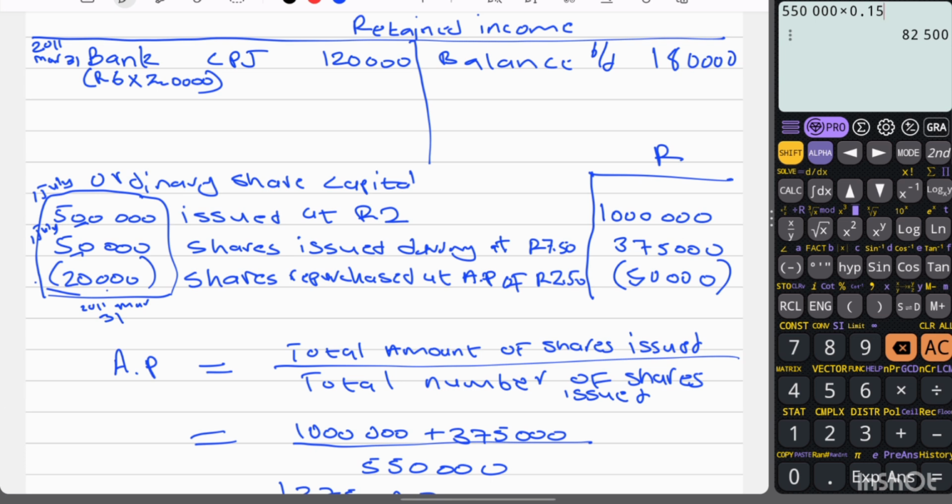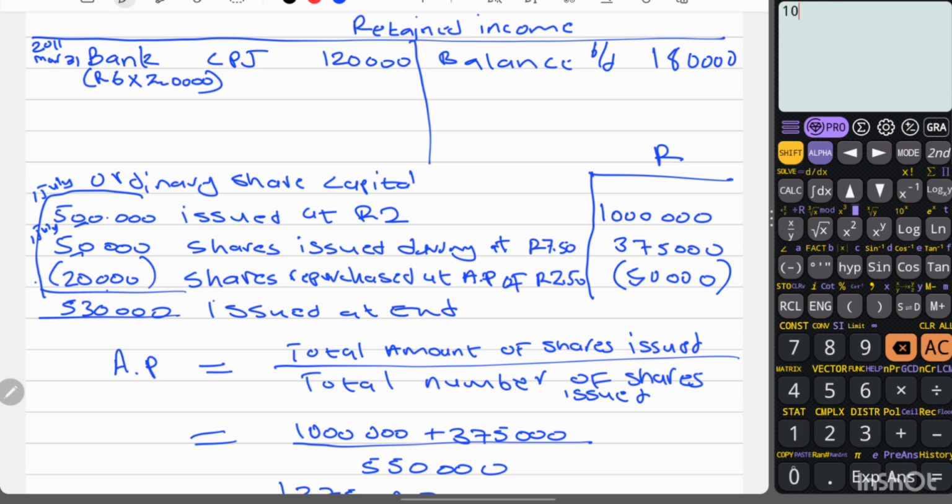So that means, in order to get the number of shares we had by the time we were paying the final dividends, it's going to be the shares at the end of the year. It's going to be 500 plus 50 minus 20, then it's going to be 530,000 shares. These are issued at the end of the year. Then we can just get our balance at the end for our ordinary share capital: 1,325,000. Okay, we are done.